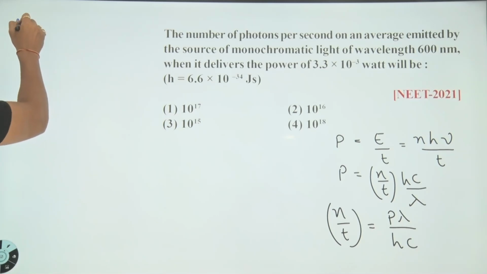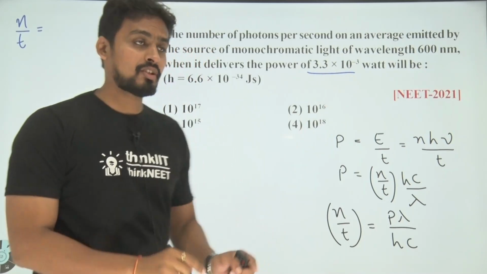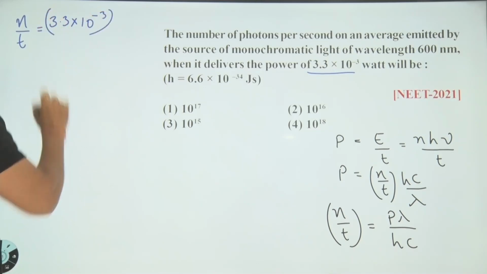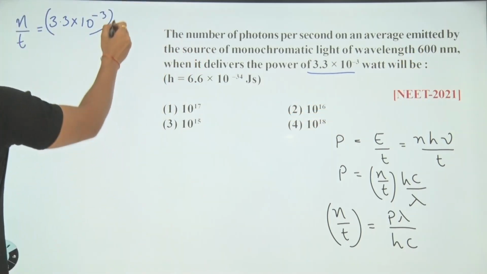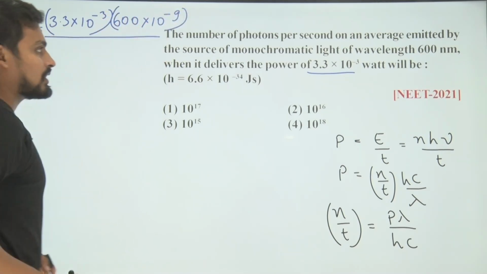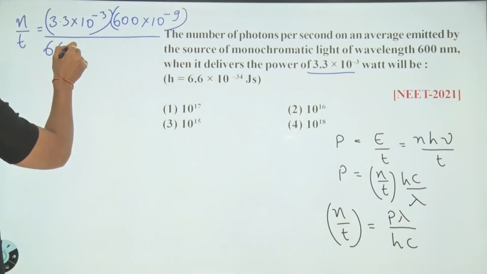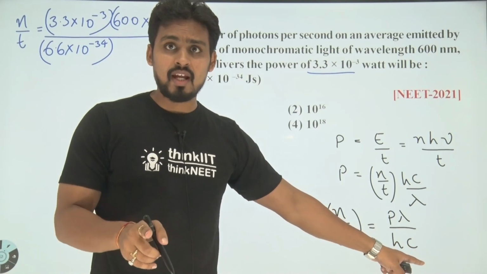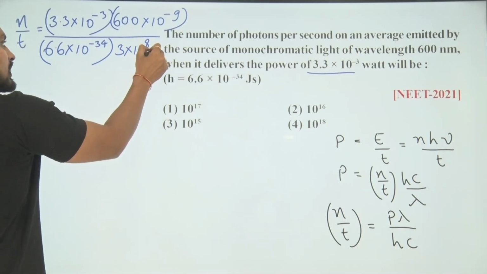We just need to substitute the values. So, n by t is equal to, the value of power is given as 3.3 into 10 to the power minus 3 watt. Lambda is given as 600 nanometer, that means 600 into 10 to the power minus 9. What will be the value of h? H is given as 6.6 into 10 to the power minus 34. And the value of c is the speed of light, which is given as 3 into 10 to the power 8 meter per second.